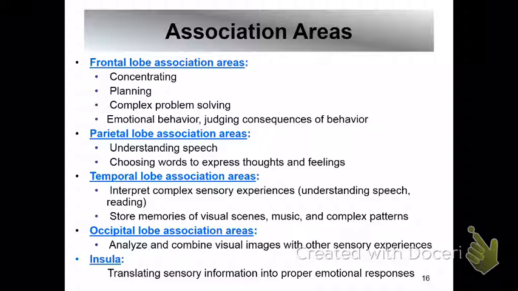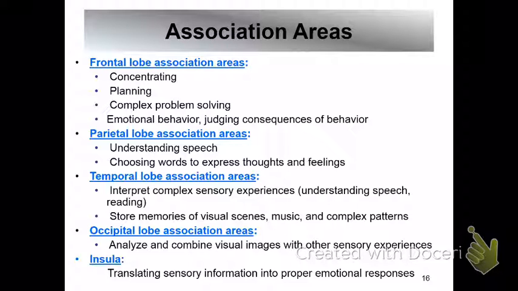Nope, associations first. So a couple of association areas you want to look at. Frontal is concentrating, planning, problem solving, and emotional behavior, judging consequences of behavior. Parietal is speech. Temporal, that part stores memories of visual scenes. That is so cool to me, how we can see pictures, and that's in the temporal lobe. Occipital is vision, and that's always odd to me because the eyes are in the front, and you can see in the back of the brain.